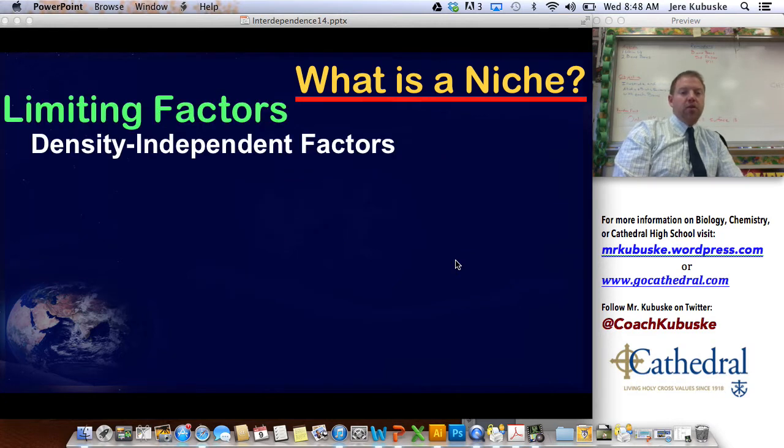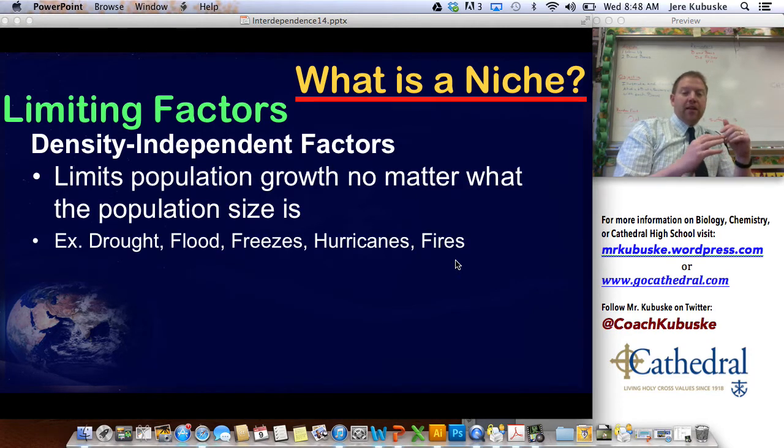So there's different types of limiting factors. There's one type called density independent factors, which means that the population is limited no matter what size the population is. These are usually going to be major events that occur in an ecosystem, like a wildfire or a hurricane. It doesn't matter whether I have 1,000 in my population or 1,000,000 in my population, a hurricane is going to affect my population.